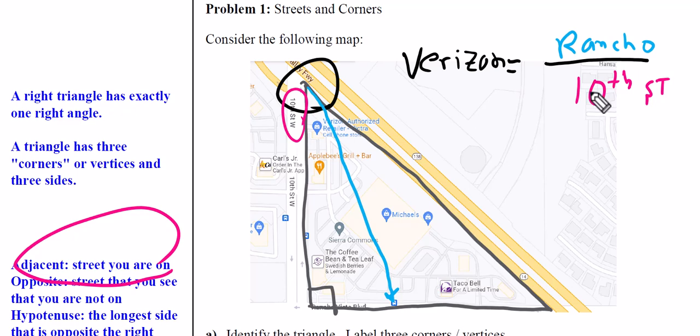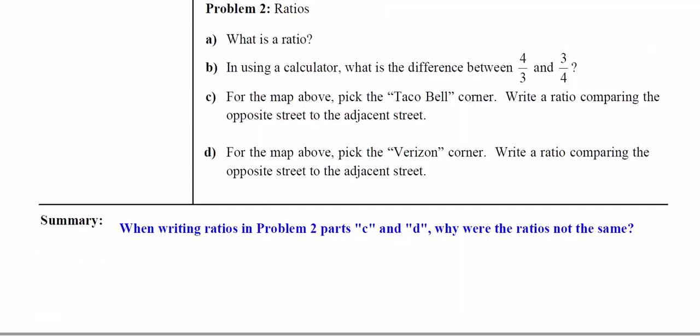Once again, we haven't done any math in the last 9 minutes. We are just making comparisons and setting up ratios. This is crucial to you being successful with the next few videos. So make sure that you know how to pick a corner, right? We're picking an acute corner, by the way. We're not picking a right angle. And then be able to identify opposite streets and adjacent streets. For your summary, when writing ratios in problem 2 for parts C and D, why were the ratios not the same? Use some words.